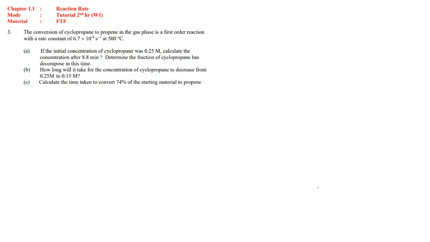So this is the face-to-face question for second hour, right? Okay, so let's read the question. The conversion of cyclopropane to propene in the gas phase is a first order reaction with the rate constant of 6.7 times 10 to the power of -4 per second at 500 degrees Celsius. If the initial concentration of cyclopropane was 0.25 molar, calculate the concentration after 8.8 minutes and determine the fraction of cyclopropane that has decomposed in this time.